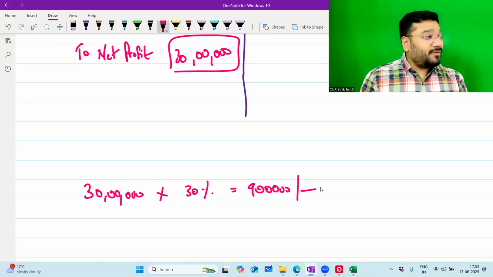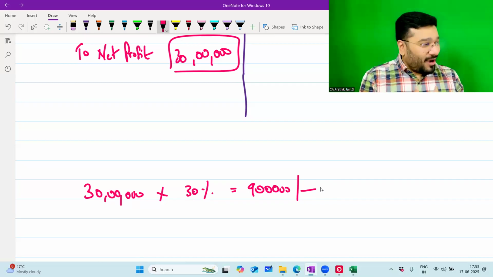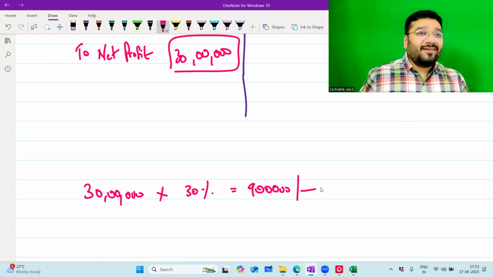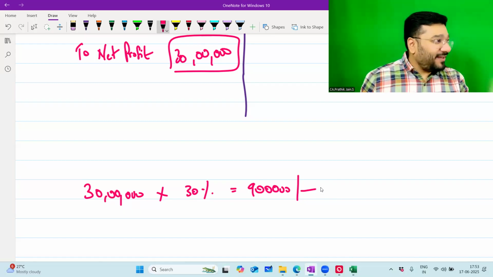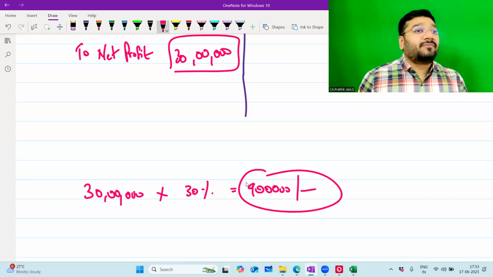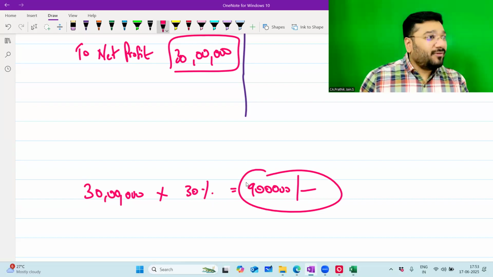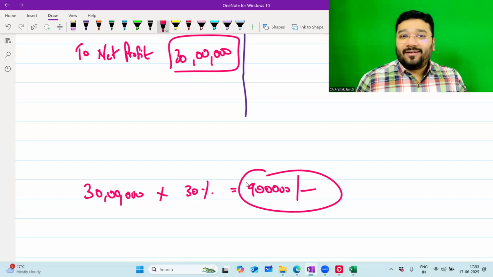So the person who's paying, you understand my problem. Catch my feeling. The feeling is that paying this 9 lakh to the government is very difficult. If I ask you to pay 9 lakh to the government, will you pay? If you want, you have to pay only. You also have to pay only.